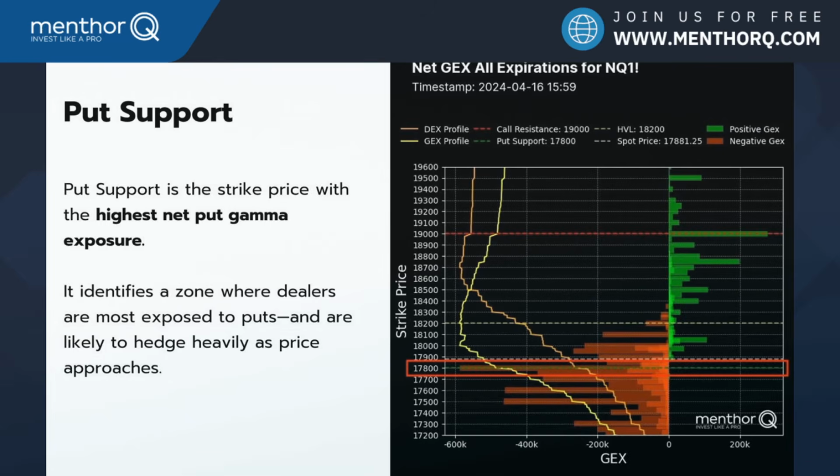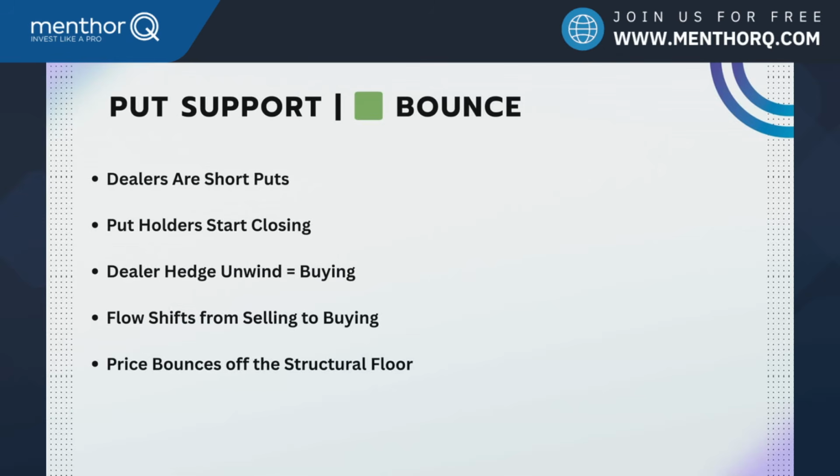So the put support for us is a structural floor. It's not based on price history, but it's based on where the hedging behavior builds up and unwinds. So we can look at it. The reason why we call it support is because it's a floor where the market should potentially bounce. But again, there are different use cases there.